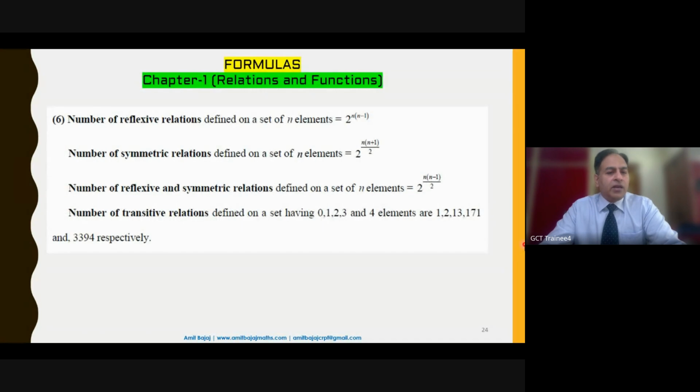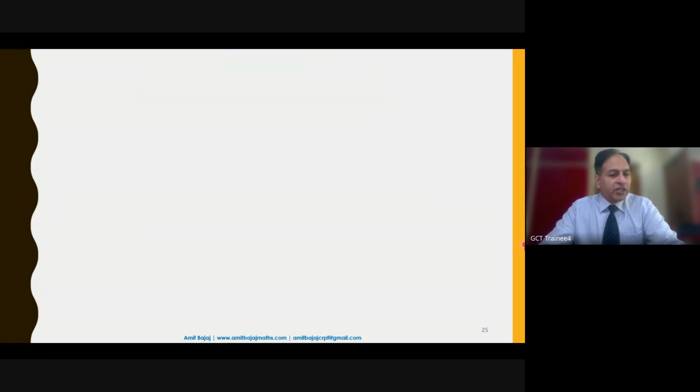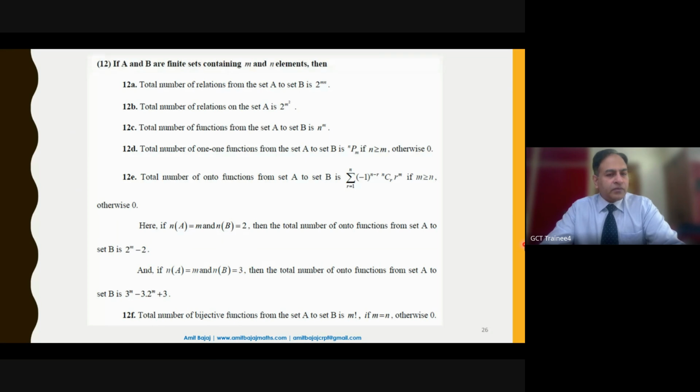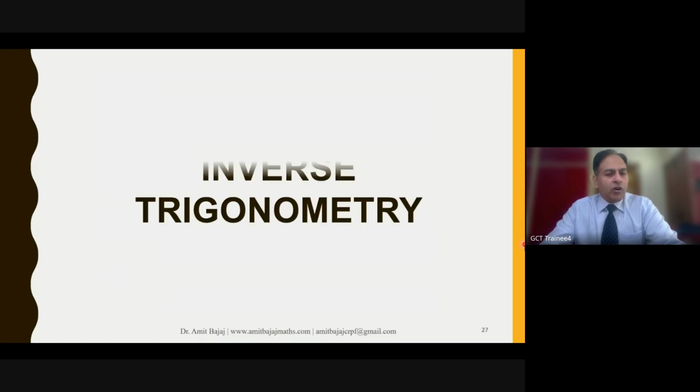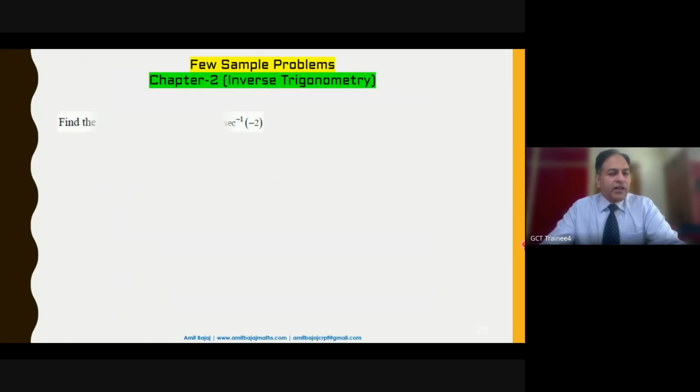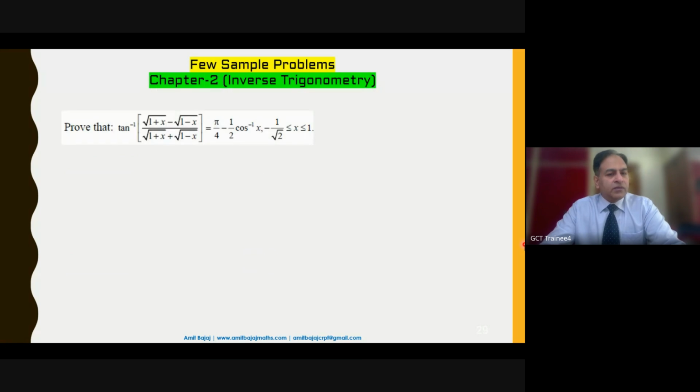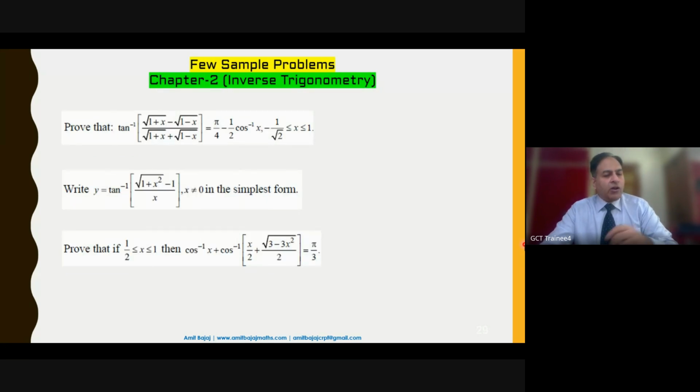Similarly from the other chapters, we had questions based on the number of reflexive relations, symmetric relations, and even formulas for how many bijective functions are possible. So I have included these formulas also. And inverse trigonometry, from principal value to proving such simple questions. So I'll be sharing all these things.